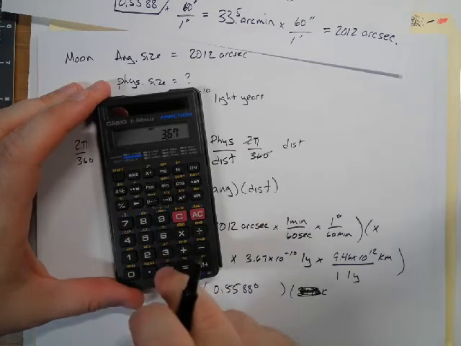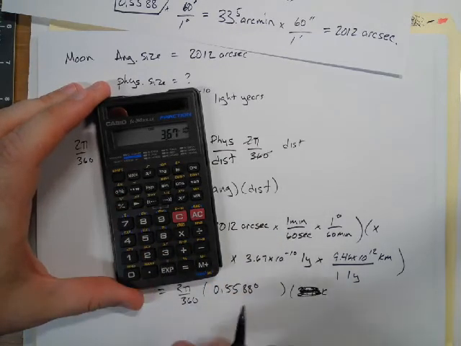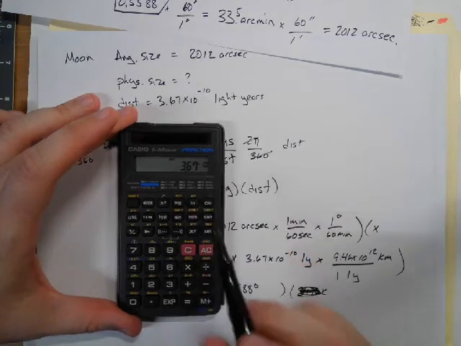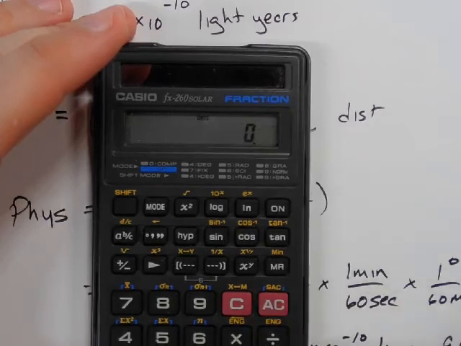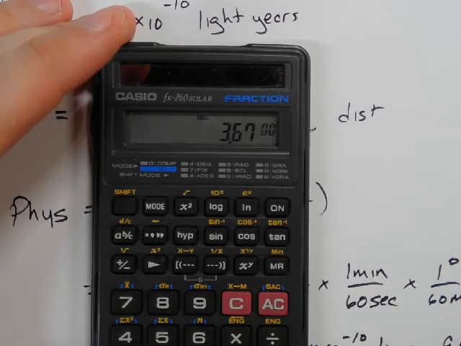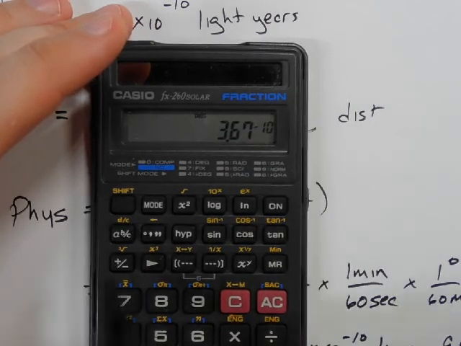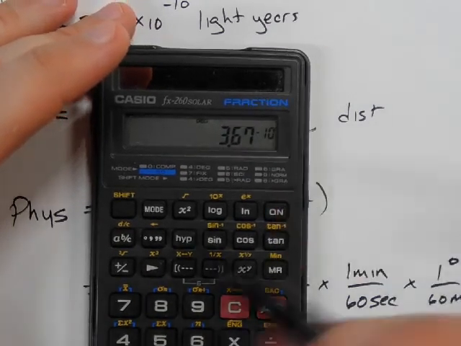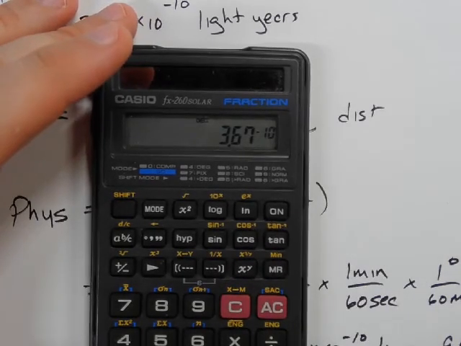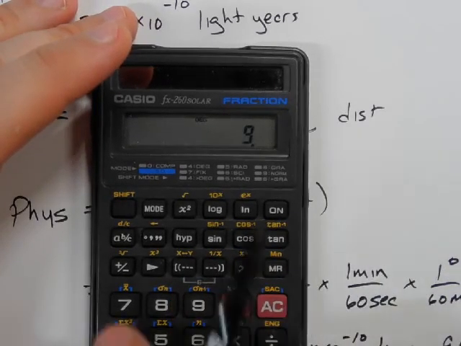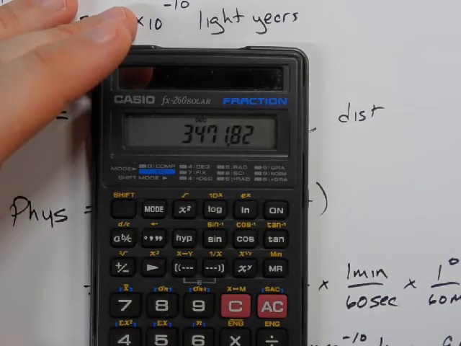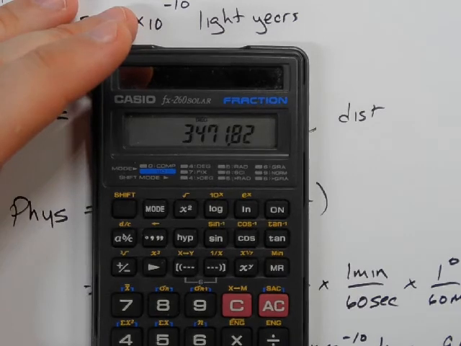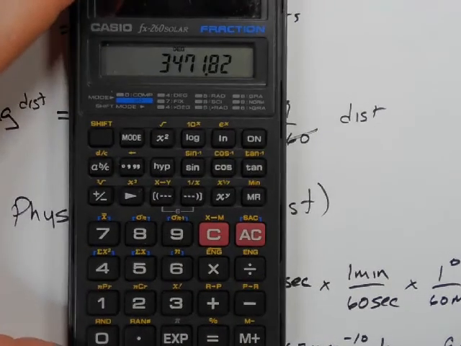3.67 times 10 to the negative 10. All right, note the negative sign. You got to put that in. Let me zoom in a little bit. There we go. So 3.67 times 10 to the negative 10. Put in the number first and then use the negative, or if you have a TI-83, you go the other way. And we'll multiply by 9.46 times 10 to the 12, and we get 3472 kilometers. And we're going to multiply this out and see what it is.